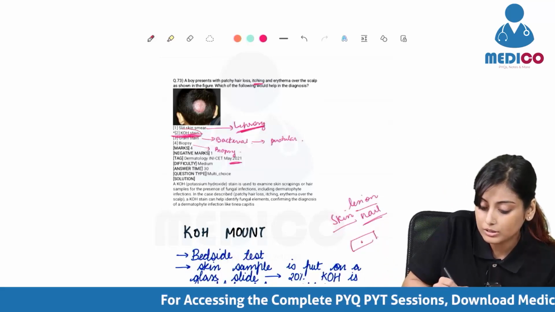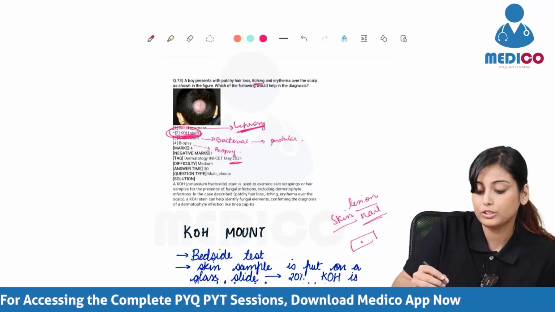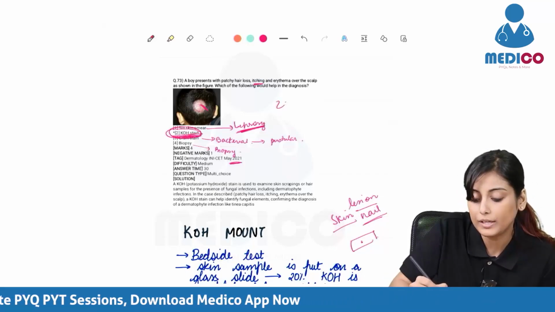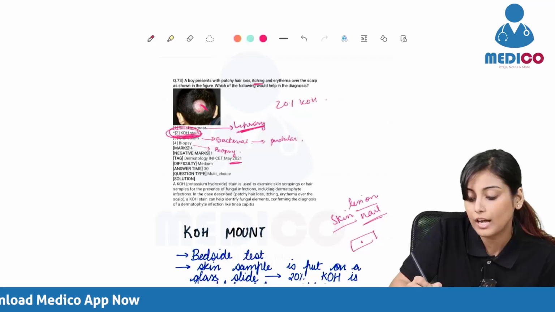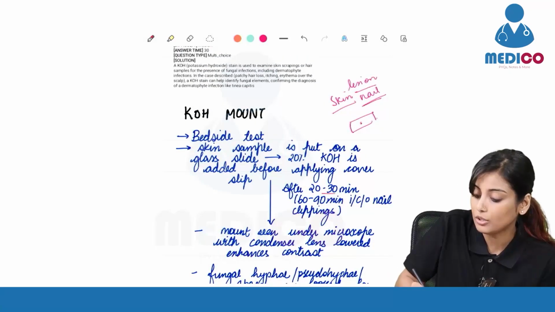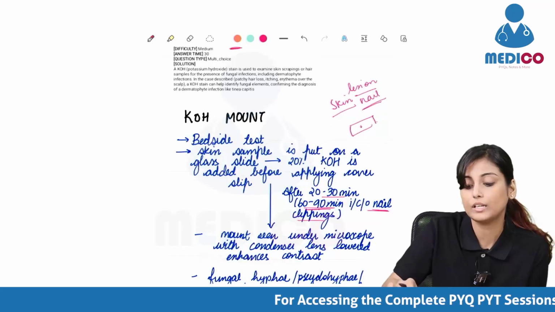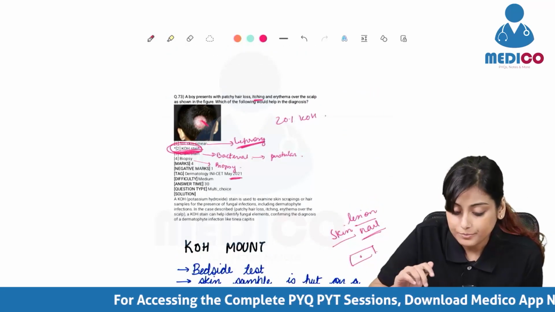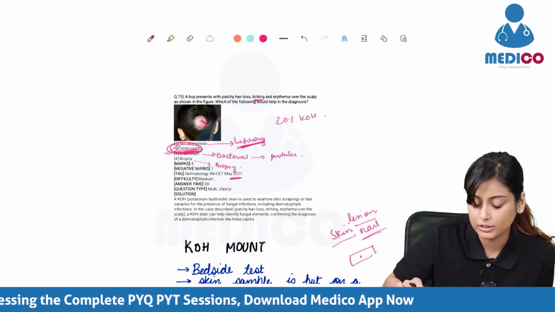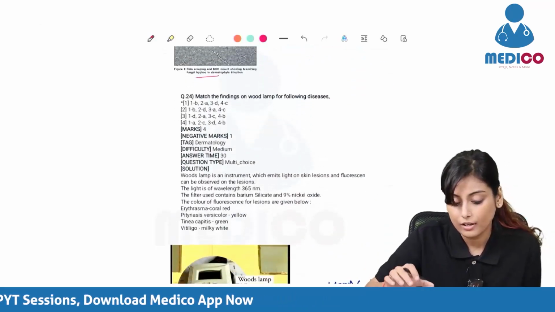So KOH mount is a bedside test. It's very easy to do. You just have to take a scraping, put 20% KOH over it, and then see it after 20 to 30 minutes, or in case you're doing it from a nail clipping, you have to leave it for 60 to 90 minutes. So basically, in this question, we had to do a KOH stain. I hope this was clear.